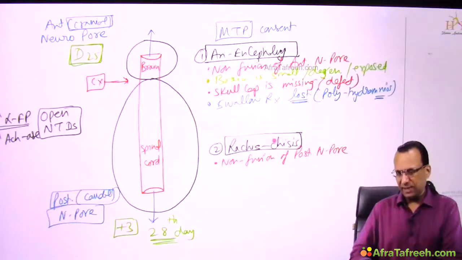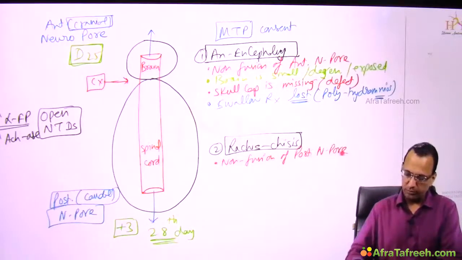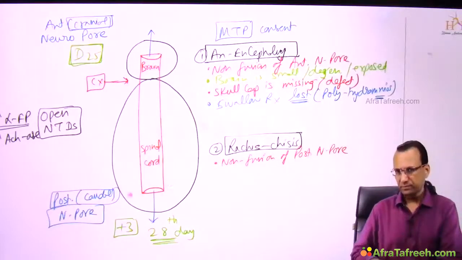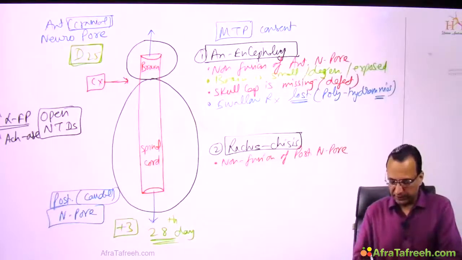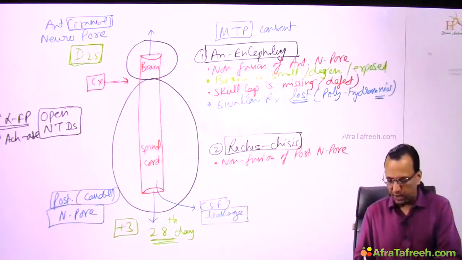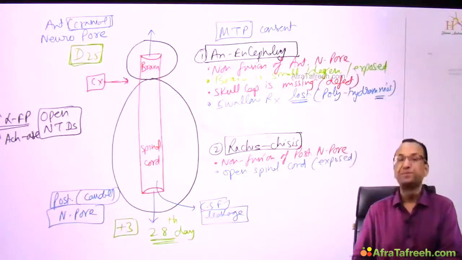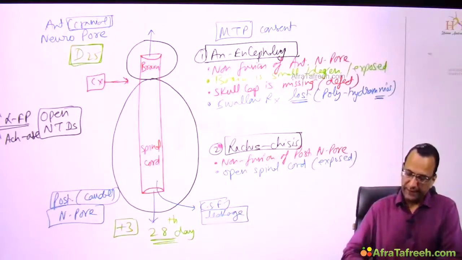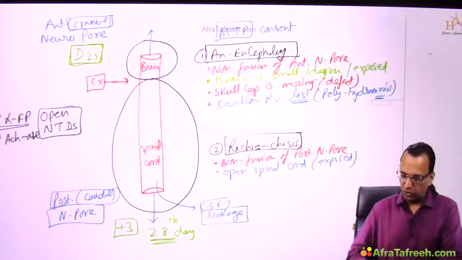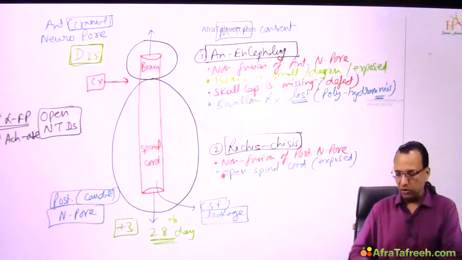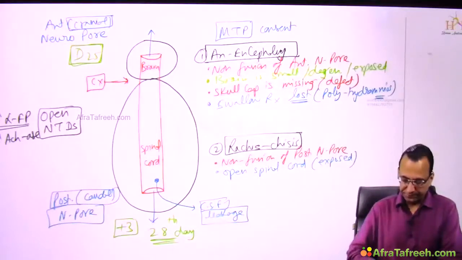If you're talking about the rachis, that was a non-fusion of the posterior neuropore, and that is why there will be an open spinal cord and CSF is leaking outside. Why? Because there is an open spinal cord, and it is also exposed outside. Rachis occurs because there is non-fusion of the posterior neuropore. And what will happen when there is a non-fusion of the posterior neuropore? Open spinal cord, exposed, with CSF leaking outside.